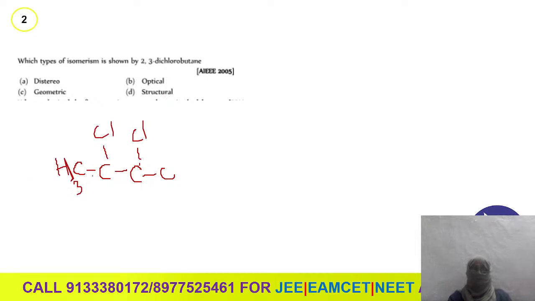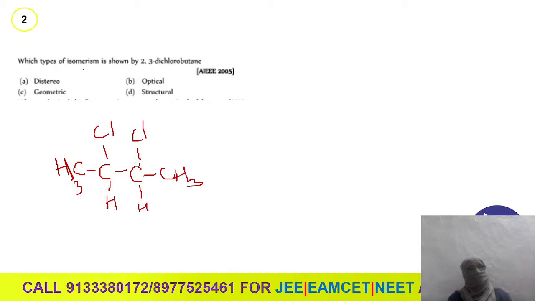My next question is what types of isomerism is shown by 2,3-dichlorobutane. That is an AIEEE 2005 question. That means All India Engineering Entrance Exam, that is nothing but JEE Mains only. So let us first draw butane. Butane is like this. 2, 3 means there will be chlorine at the second and third position. Complete the hydrogens. I have got here 3 hydrogens, here 1, here 1 and here 3.